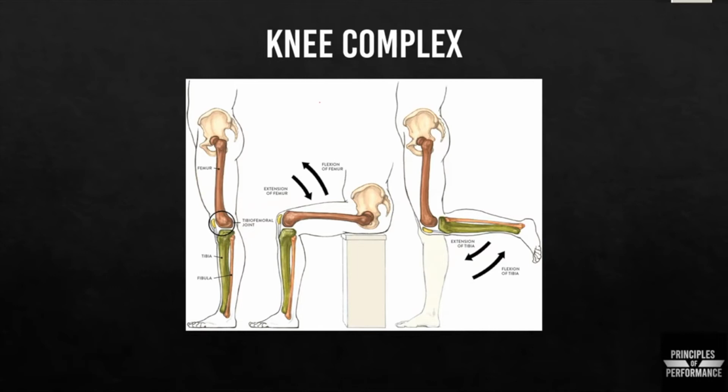It'll make more sense when you see what the ankle and knee complex do with each other. But in an open chain environment, we're changing knee position relative to the hip. In a closed chain environment, we're changing knee position relative to the ground.